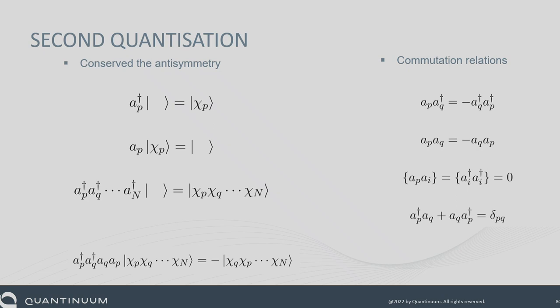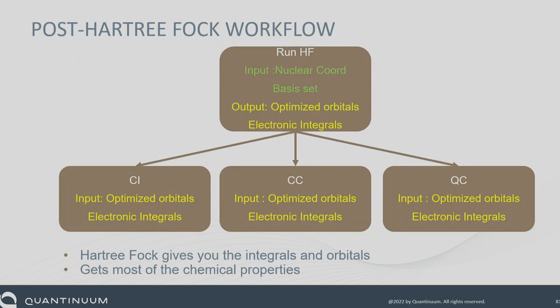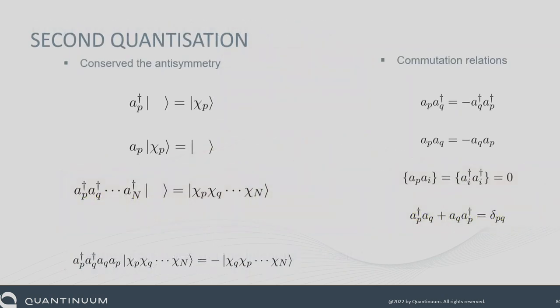The determinant-like properties that we saw in first quantization, where you can exchange the rows and columns, are all represented in the same way by these fermionic creation and annihilation operators. So you have this vacuum state, which is this empty ket. Then you excite this, and you get a spin orbital p existing. In the same way, you can destroy chi p, and you get an empty ket. And then you can just apply them in succession.